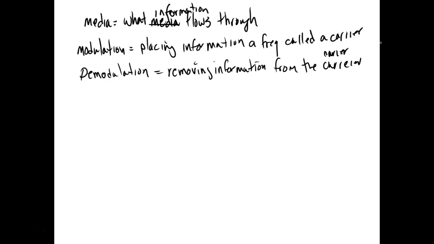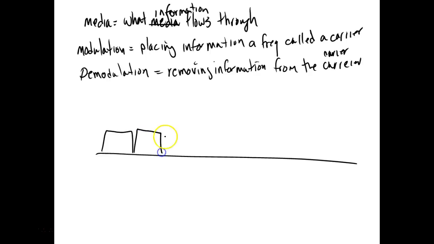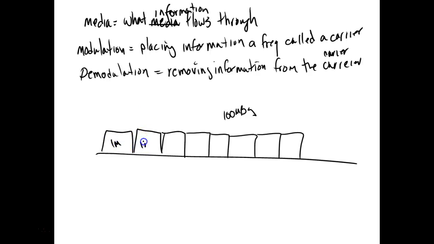What they do on broadband is they take the bandwidth of the media and split it into little cells. So if you were using a media that had 100 megabits worth of bandwidth, then maybe we could do 10 cells, but each person would only get what? 1 megabit.